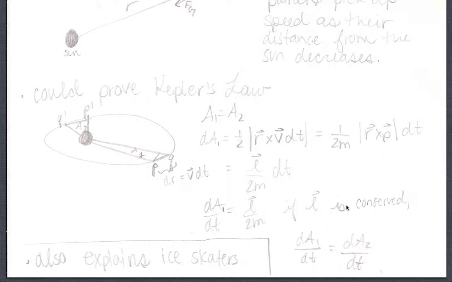And just another application of angular momentum explains why figure skaters, when they spin, start with their arms out and then they pull them in and they get faster.